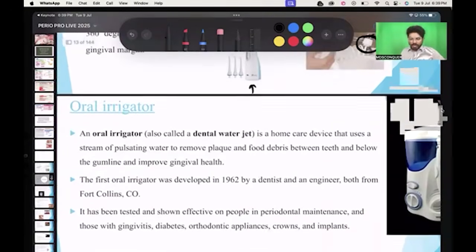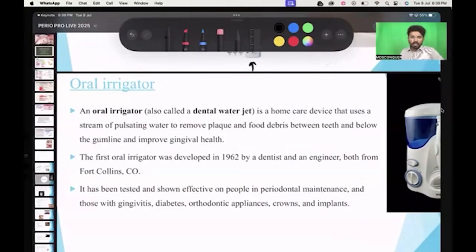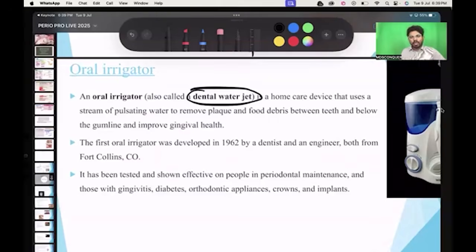Then the very important aspect that you have to make a note of is the oral irrigator. The other name of this oral irrigator, which is most commonly used, is dental water jet. Where do you use this dental water jet? You use it in patients or populations where periodontal maintenance has to be done: gingivitis, diabetic patients, because diabetic patients are more prone to periodontal breakdown.